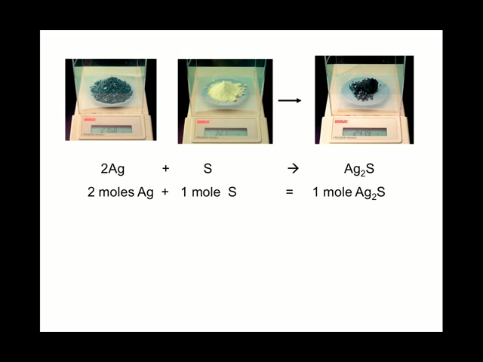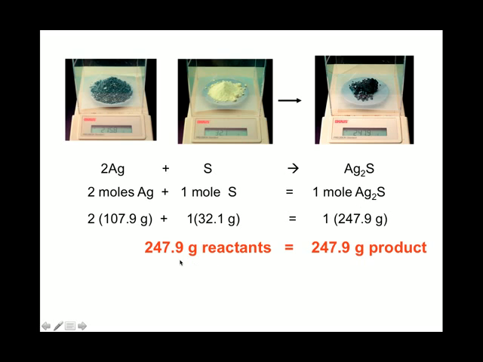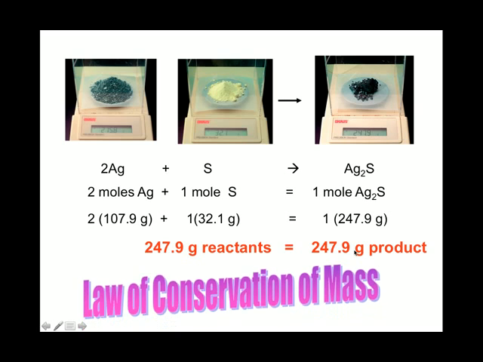Once I have moles of everything, I can convert them to grams by looking up their atomic masses. So we have 2 times the atomic mass of silver, 1 times the atomic mass of sulfur, and 1 times the molar mass of silver sulfide. Now if I continue on with the math, I wind up getting 247.9 total grams of the reactants, and on the right, the same mass for the products. And this is called the law of conservation of mass, or matter.